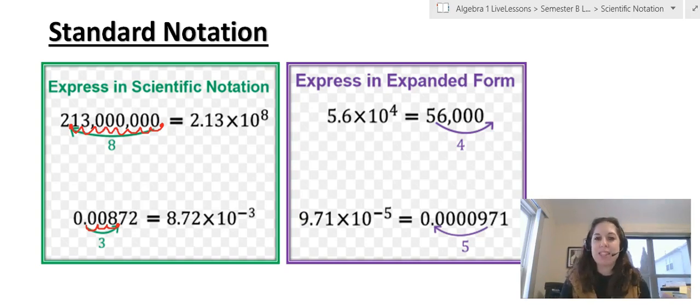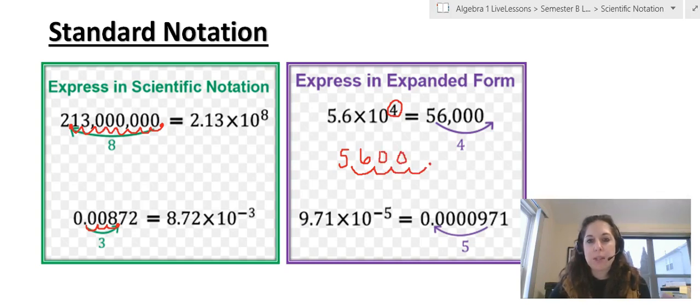Now let's go the other way. Let's say we're given scientific notation and we want to go to standard form, or in this case, another word for it is expanded form. So I'm taking 5.6 times 10 to the positive power. Because my exponent is positive, I know my value is going to be large. So I'm going to write the number down here. So 5.6, I'm going to make a big number. It's going to be large, so I'm going to move that decimal place to the right. 1, 2, 3, 4 places. And I'm just going to fill in those spots with zeros.